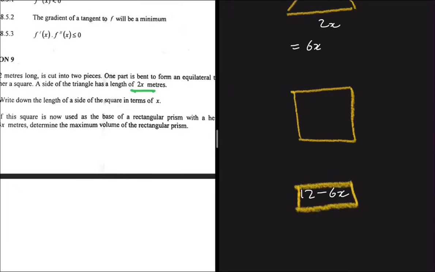Now we can clearly see that one side of the square will be 12 minus 6x divided by 4. The other one will be 12 minus 6x divided by 4, and so on for all four sides. If you add all those, you get 12 minus 6x. Right, so now we have a bit of clarity. We can finally start answering our questions.